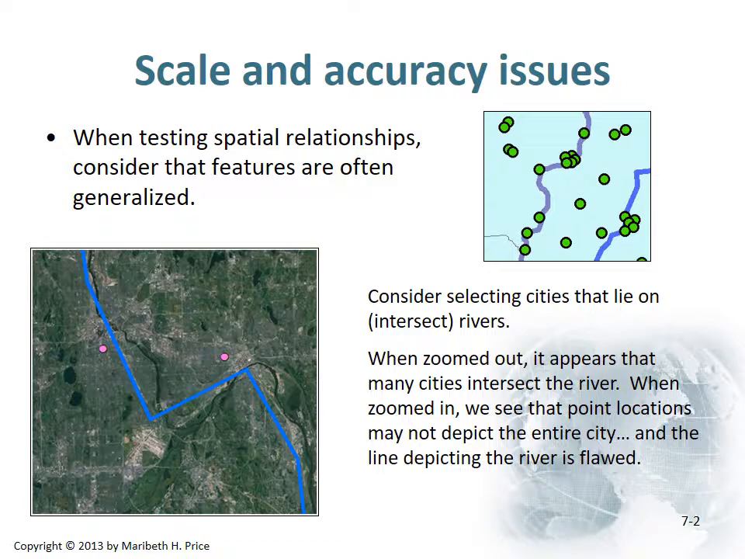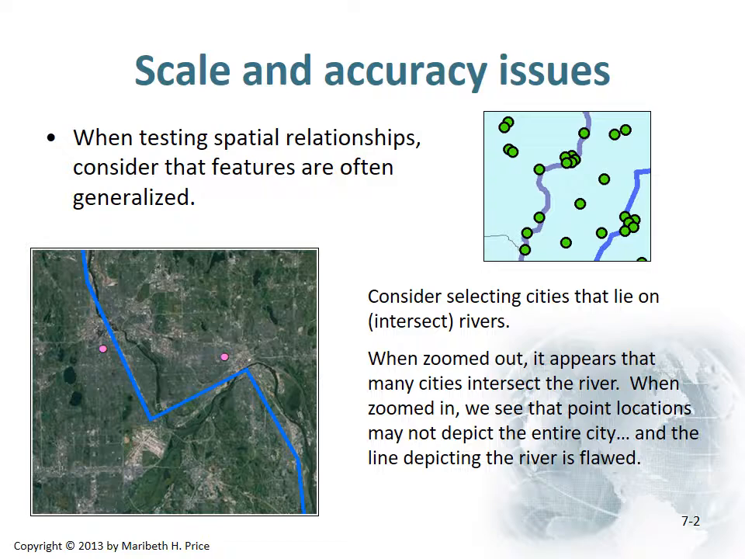When we're zoomed out, like the little graphic in the upper right, it appears, well, yeah, there's a lot of cities that seem to be right on the river. But remember, scale applies here, and the line feature is actually probably not that big. The point location is definitely not that big on the Earth's surface. So let's zoom in on the left and take a satellite image, superimpose over it two city point locations and the line that is supposed to describe the river.